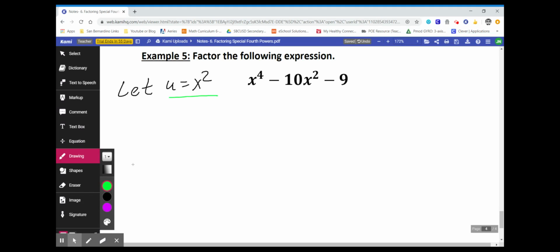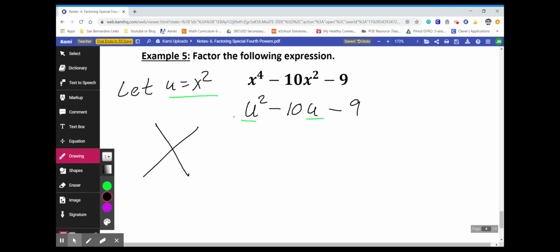We're going to replace all the x squares with a u, which in this case, I have two of them. So same idea. We're going to have u to the power of 2 minus 10u and then minus 9. So just replace any x squares with a u, and then you can do the rest of the problem like you know how to do it already.